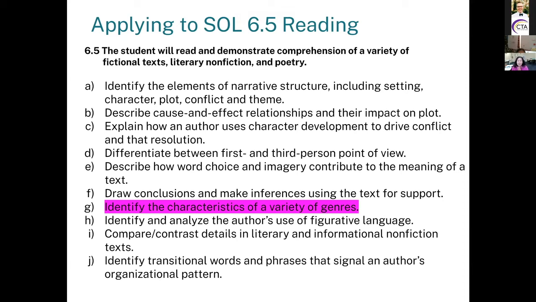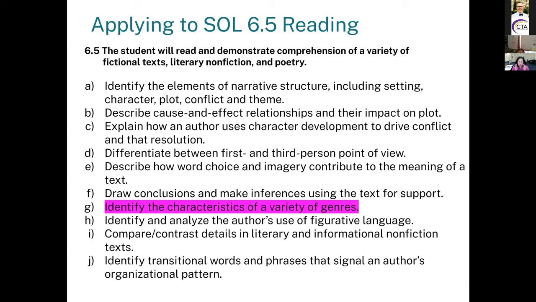And so we're taking a look at the standard. This is applying SOL 6.5 reading. And when you take a look at this standard, it is a juicy standard. There's a lot in the standard for students to be able to know and to do. But one thing that I've learned as a teacher is that standards and curriculum frameworks are not written for the students. They're written for us as teachers. And that's a huge takeaway. These standards are written for teachers.